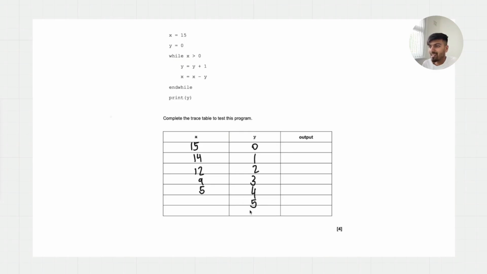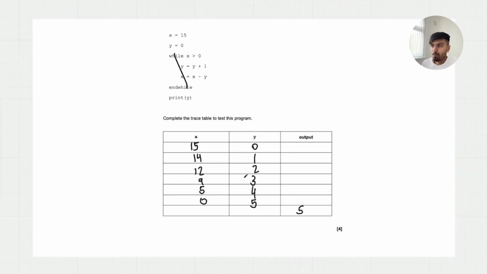Increment this again. Now be careful here. So x is currently 5, which is greater than 0. So we increment, and then x equals x minus y. So this is now equal to 0. Now this condition is invalid. So we exit here and we print whatever the value for y is, which is 5.